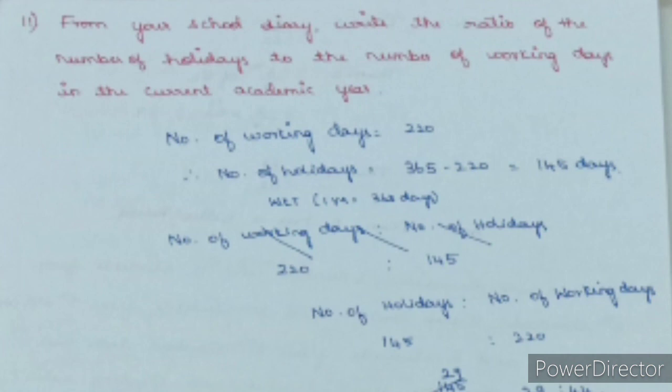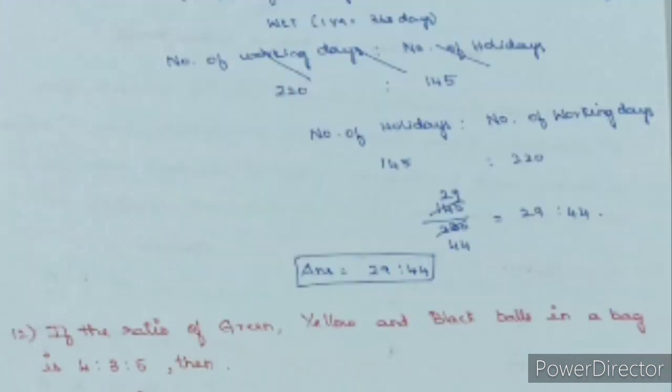So number of holidays is to number of working days. What is the number of holidays we found? 145 is to how many working days? 220. So when you cancel it, we are getting 29 is to 44. So 29 is the holiday ratio and 44 is the working day ratio. So what is the answer? 29 is to 44.